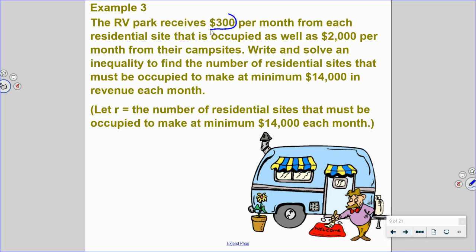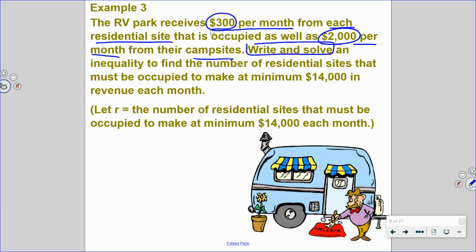An RV park receives $300 per month from each residential site. In other words, if you plop down your RV, and many people own their own residential vehicles or RVs, of course, if you park it there for a month, you're going to pay $300. They also further get $2,000 per month from their campsites.